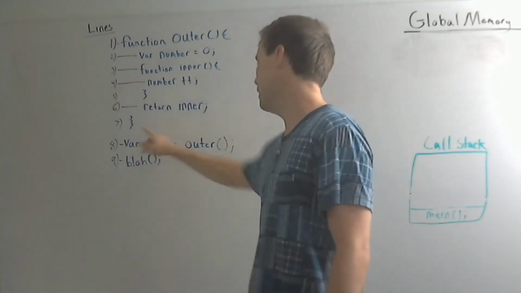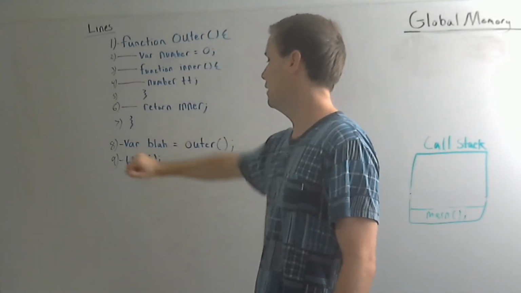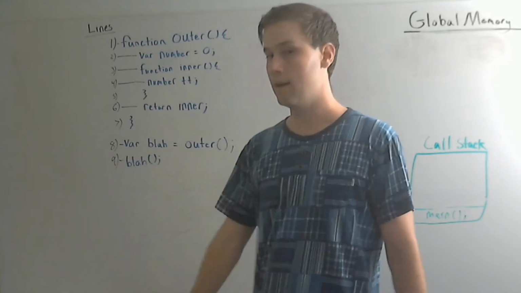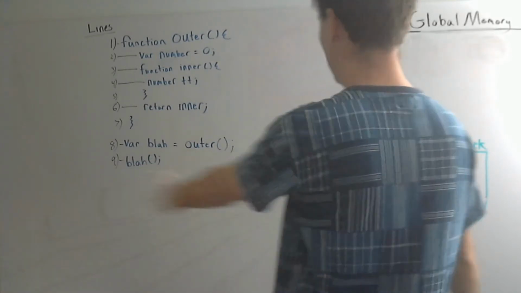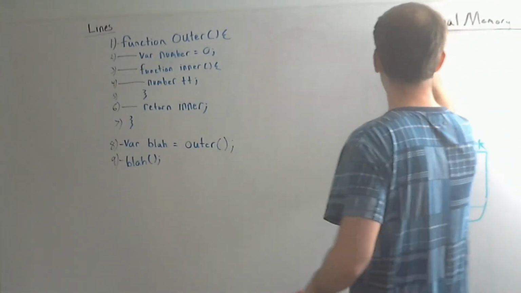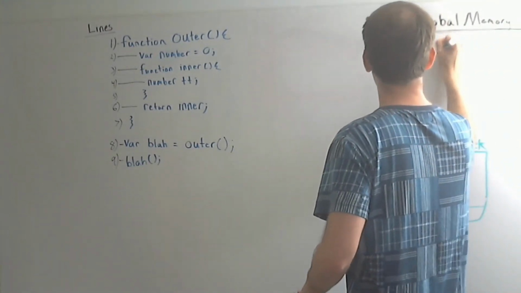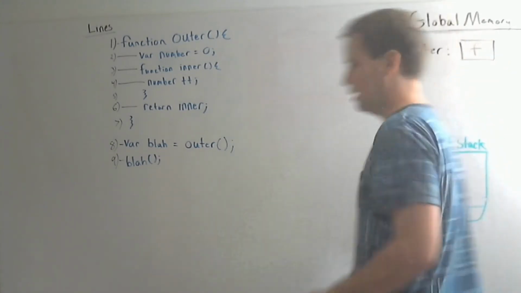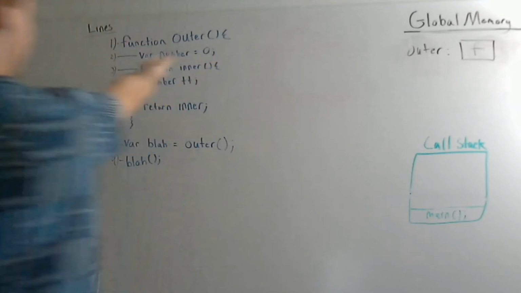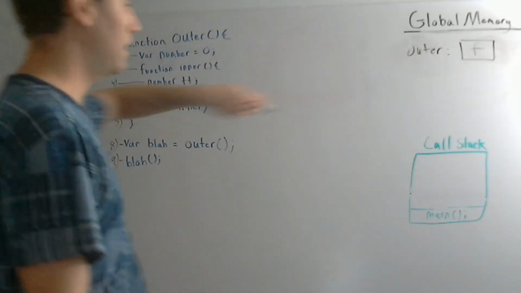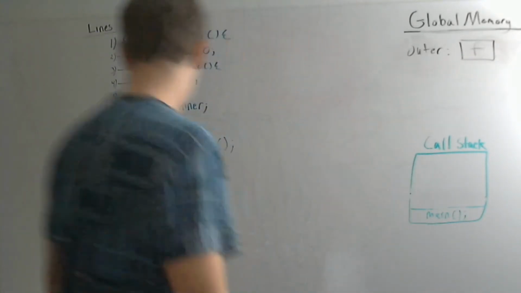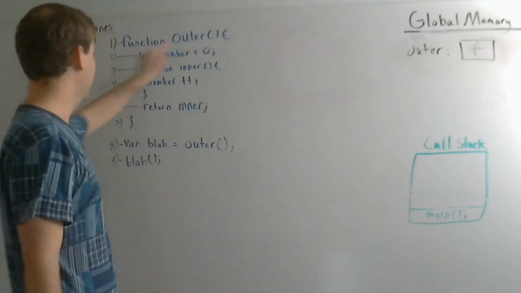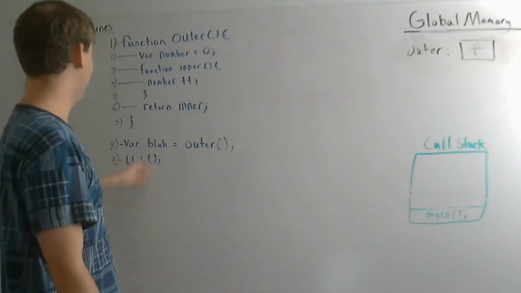Then we have var blah is equal to the outer function. And then blah, we're simply calling it on line 9. So let's jump in and see what's happening. Right now, first step, what's happening? Outer is set in global memory to what? It is set to a function, right? Outer is equal to a function. First thing, we're saying outer equal to a function because that's what it is, right? Look, nothing too crazy so far.